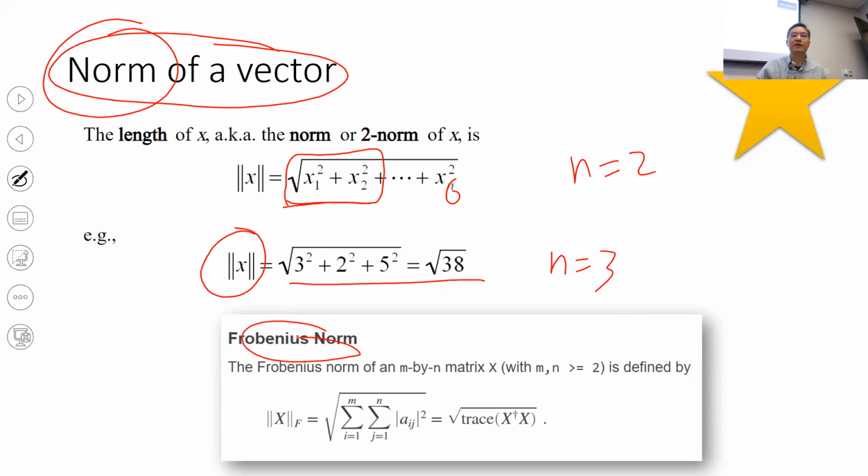This Frobenius norm is for the matrix, okay? So same idea.